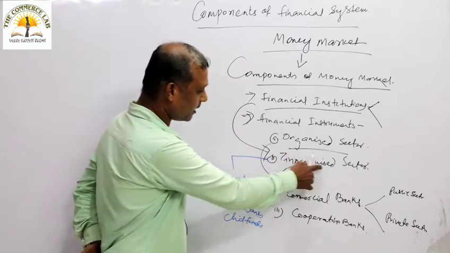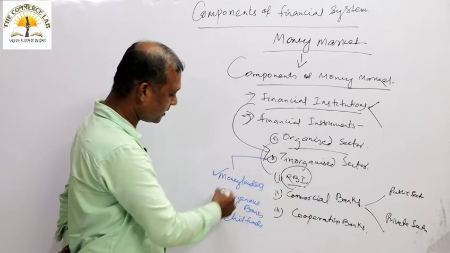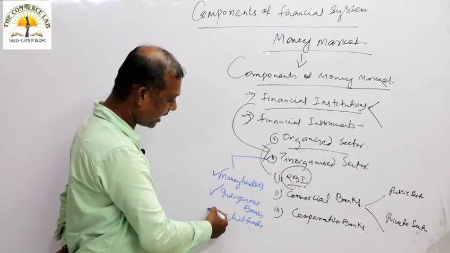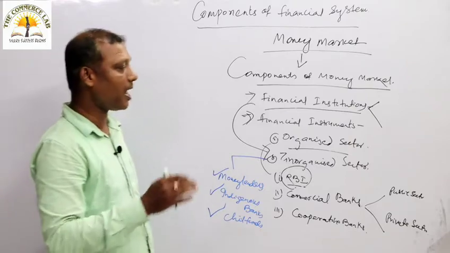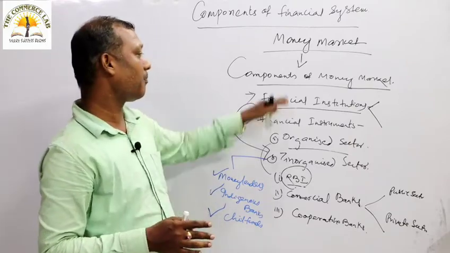So the unorganized sector includes three things. One will be your money lenders, the second will be indigenous banks, and the third will be your chit funds. I hope you are now clear about the components of the money market.